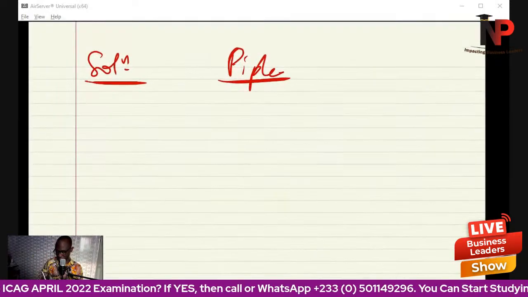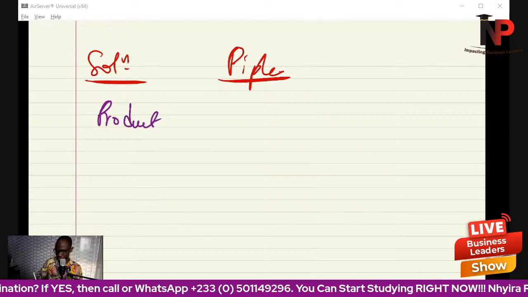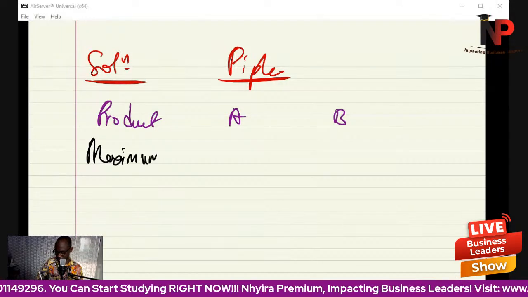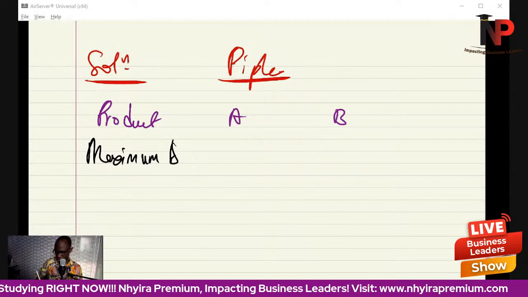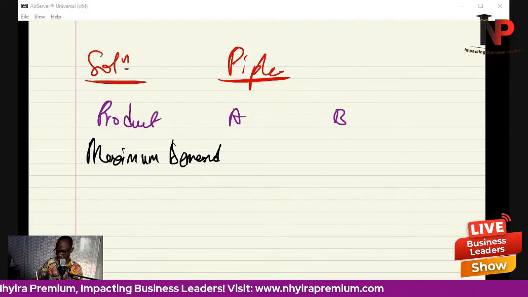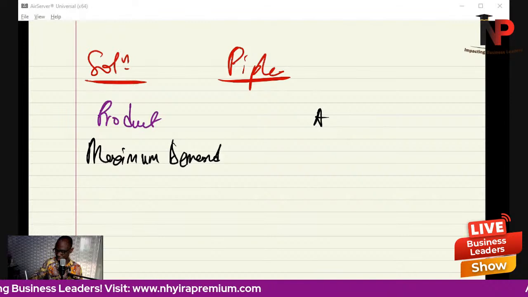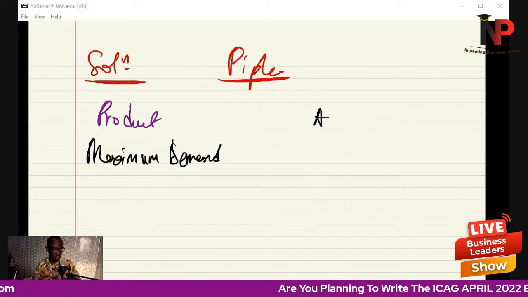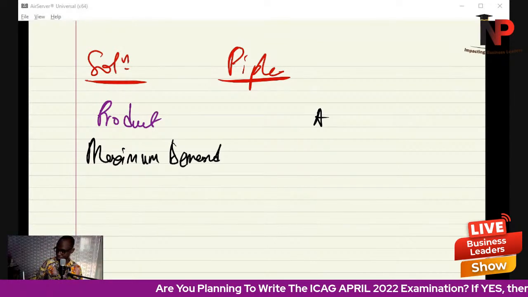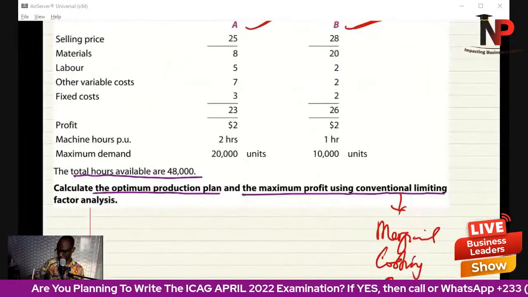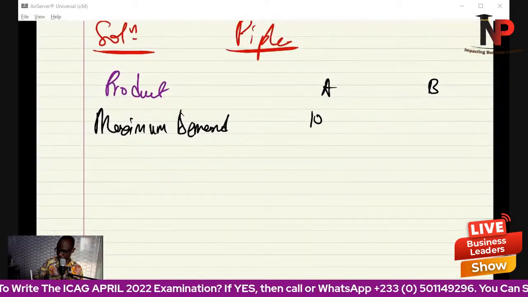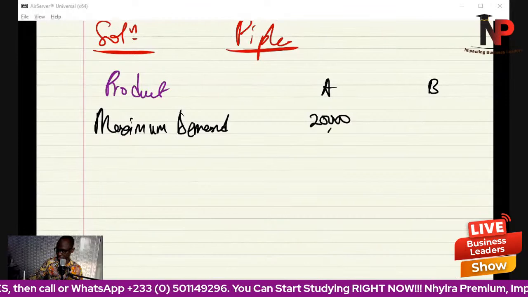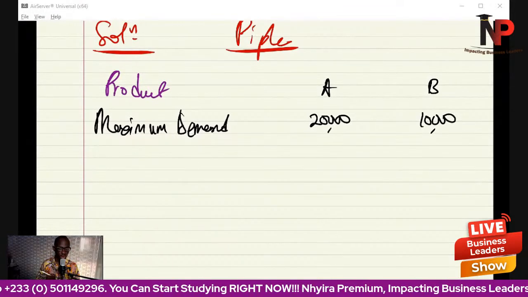So we bring in the products. Product A, product B. We bring in the maximum demand. So the maximum demand A and B. Let's confirm to see A and B. So the maximum demand from the question is 20,000 and 10,000 respectively. So 20,000 here and then 10,000 here. All right. That's the first thing.